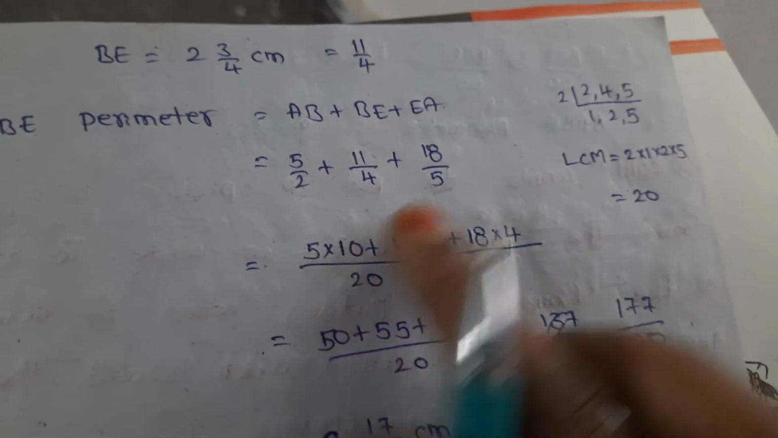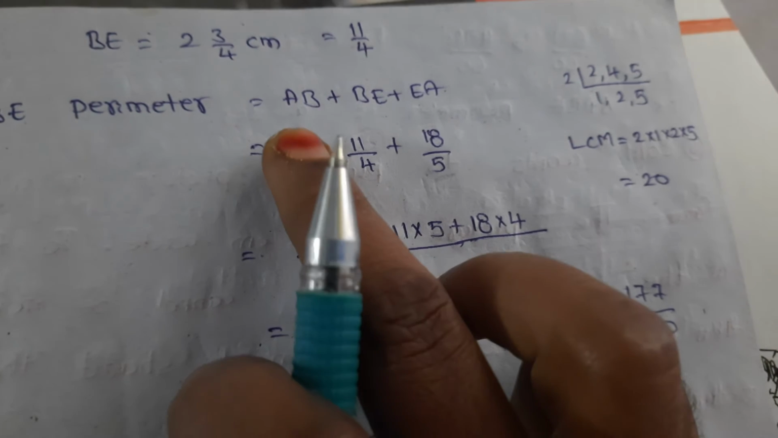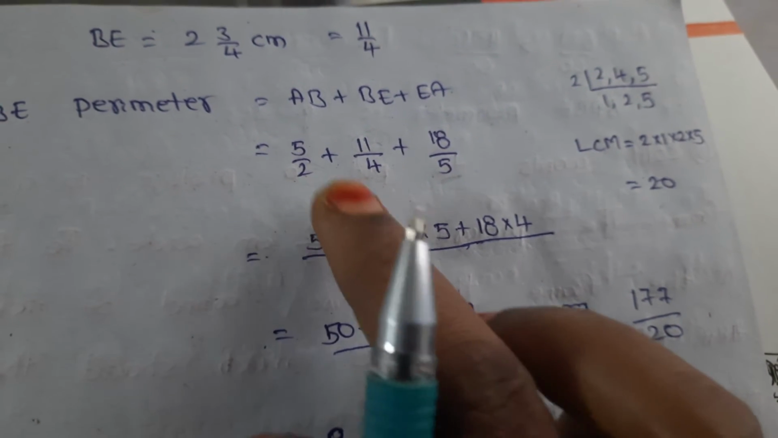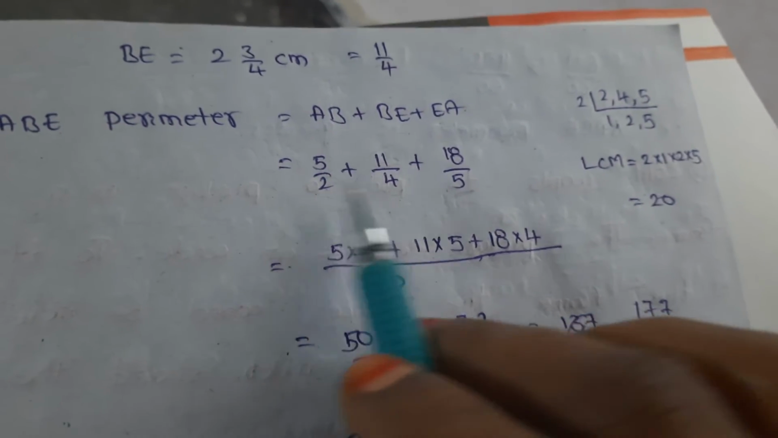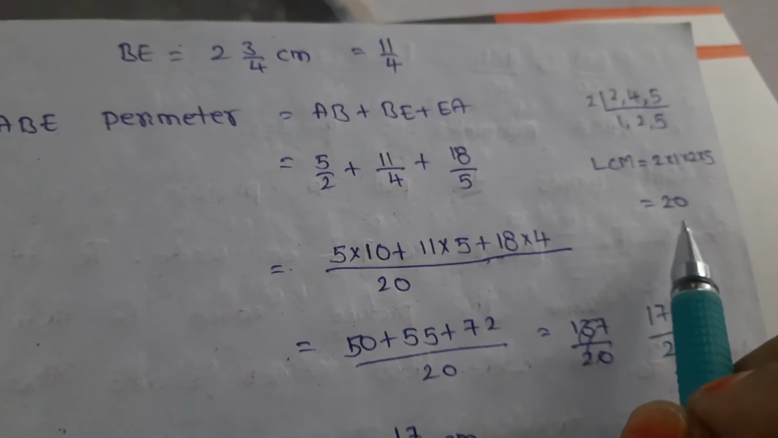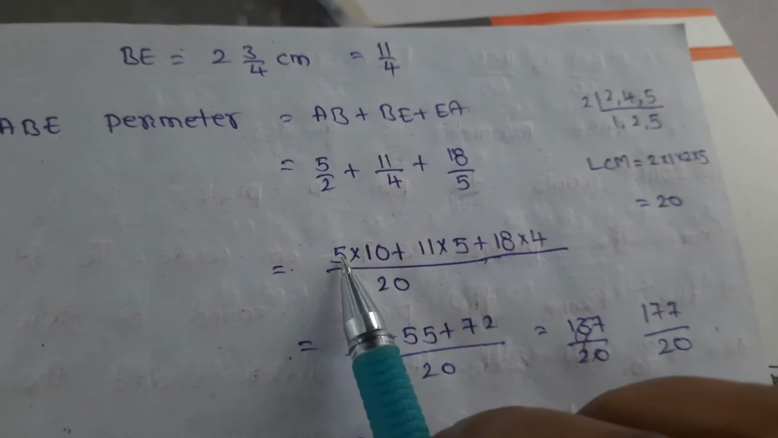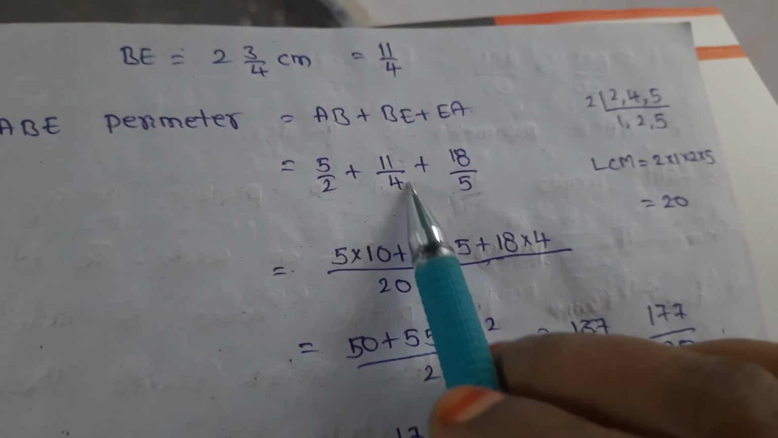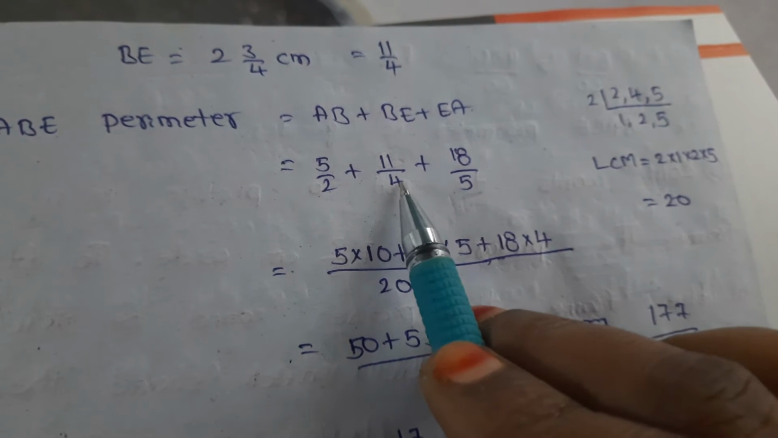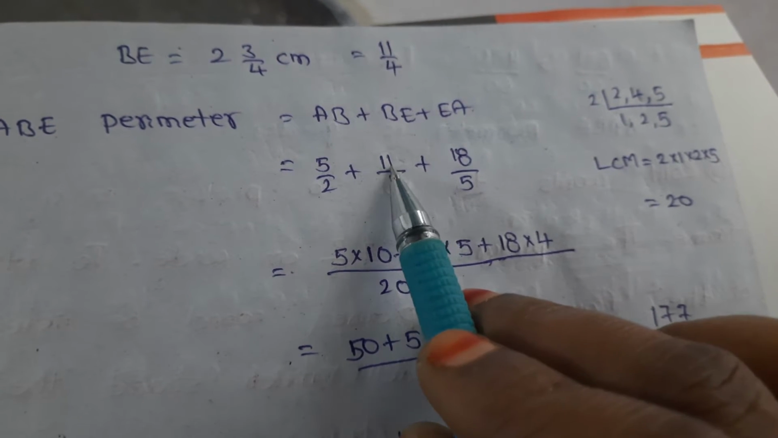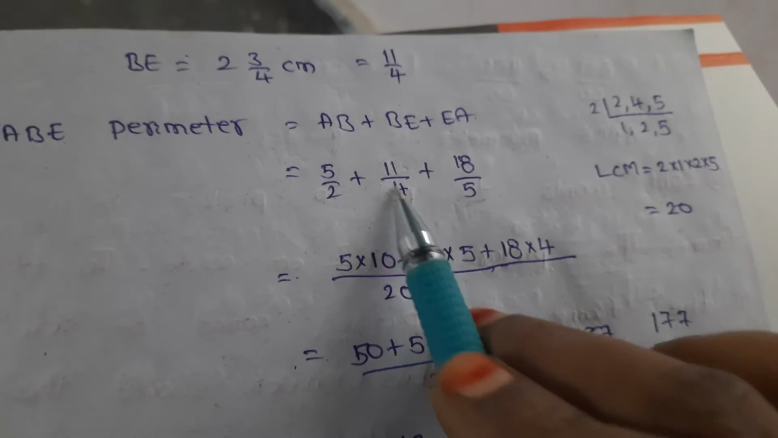Next, we are going to write the denominator of these fractions as 20. Then we are going to change the numerator by taking the LCM of denominators. Here 2 into 10 becomes the LCM 20. Therefore we are going to multiply the numerator with 10. 5 into 10 plus here the denominator is 4. To make this denominator equal to the LCM, we should multiply 4 with 5. Next, we are going to multiply the numerator with 5. That is, the numerator becomes 11 into 5 by 20.